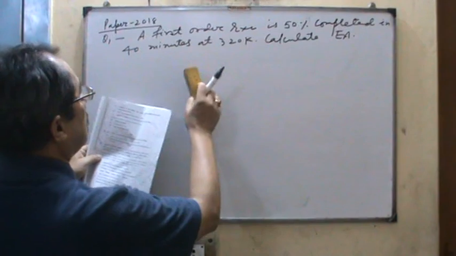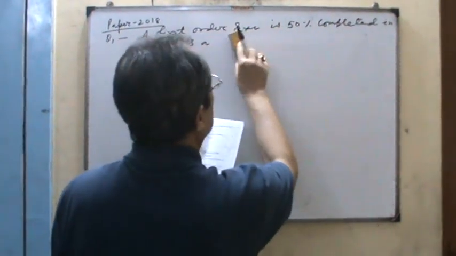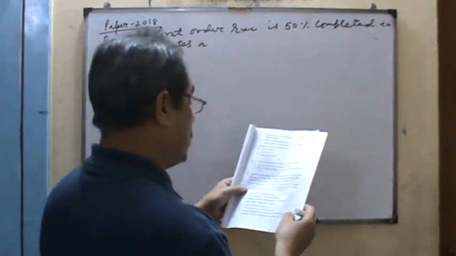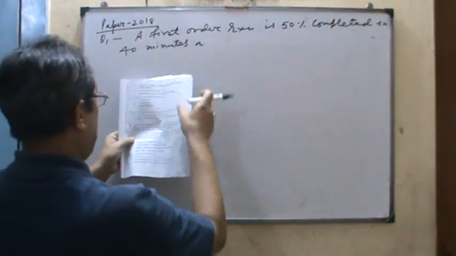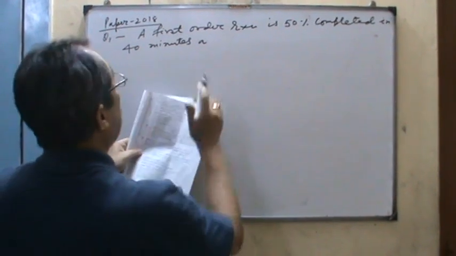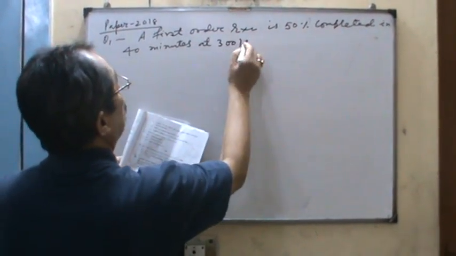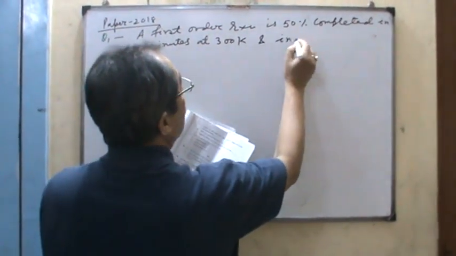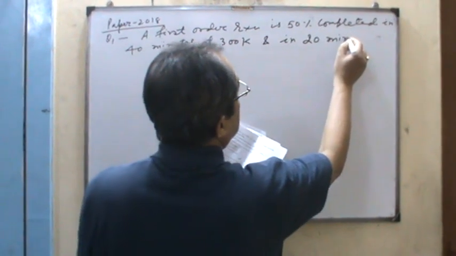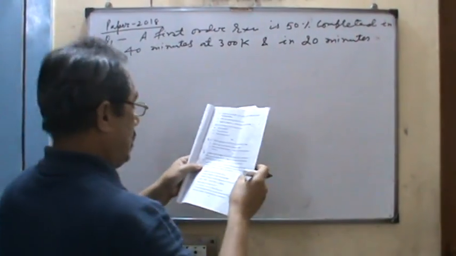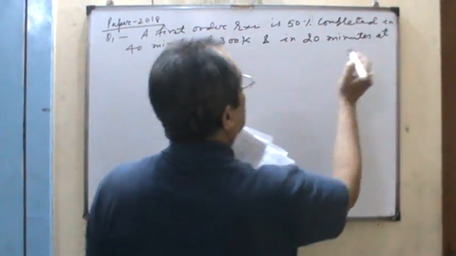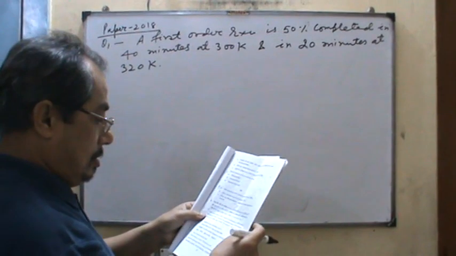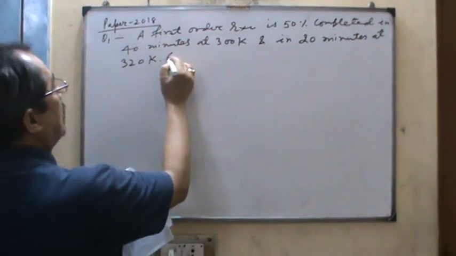Sorry, we just have to complete the numerical. A first order reaction is 50% completed in 40 minutes at 300 Kelvin and in 20 minutes at 320 Kelvin. Calculate the activation energy of the reaction.